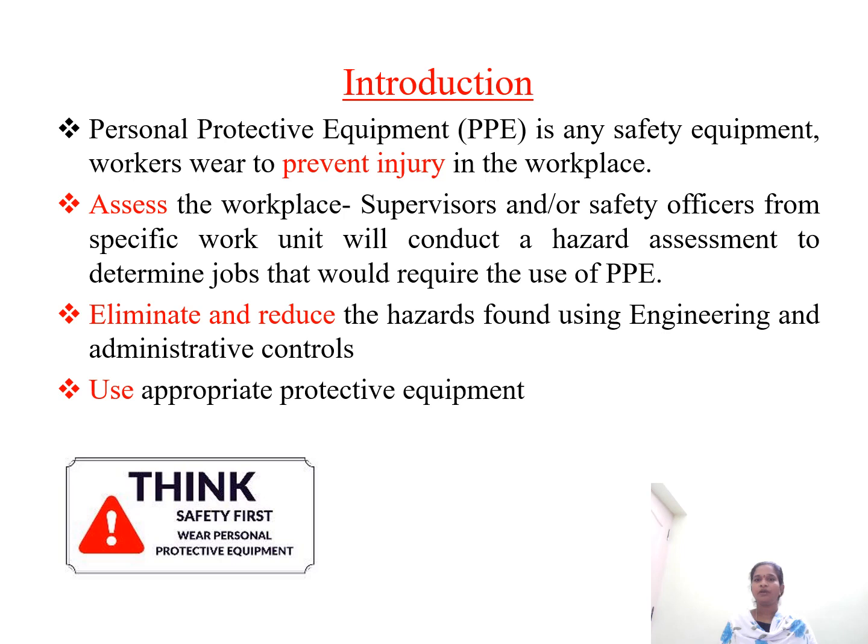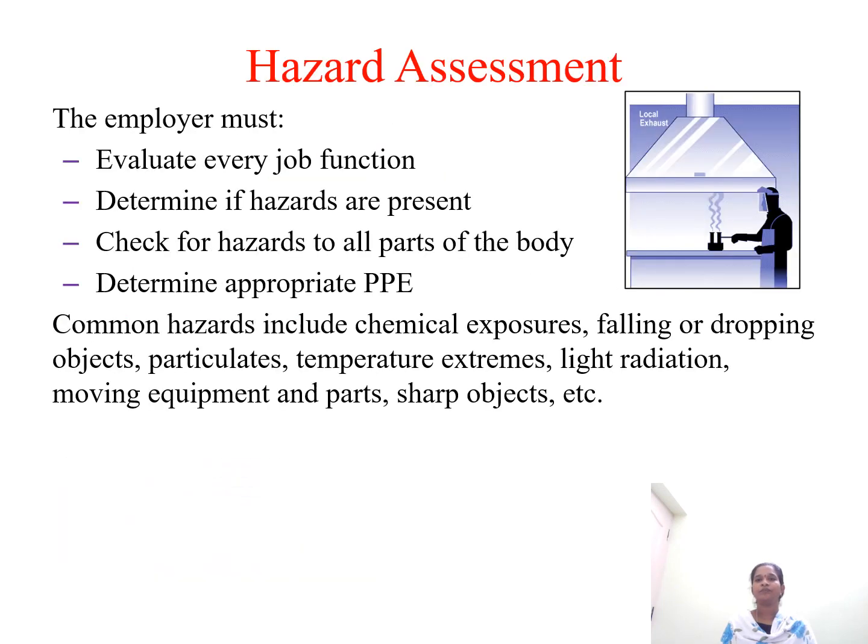Personal protective equipment is defined as any safety equipment that workers must wear to prevent injury in the workplace. The supervisor or the safety officers from the specific work unit should assess the workplace and conduct a hazard assessment to determine jobs that require the use of personal protective equipment. Then they will go for the elimination or reduction of hazards found using engineering and administrative controls. Then they will suggest the usage of appropriate personal protective equipment.